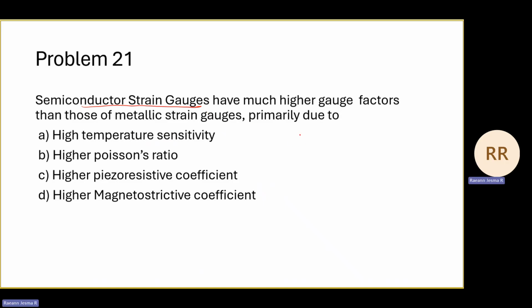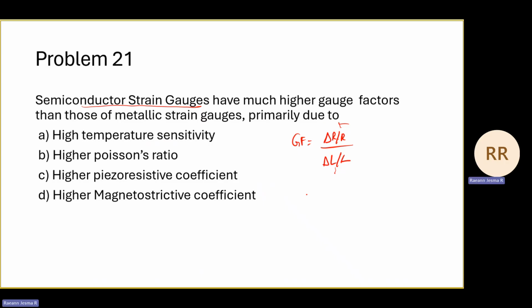So what is gauge factor? Gauge factor is delta R by capital R divided by delta L by capital L. So this is the relative change in resistance to change in mechanical strain.